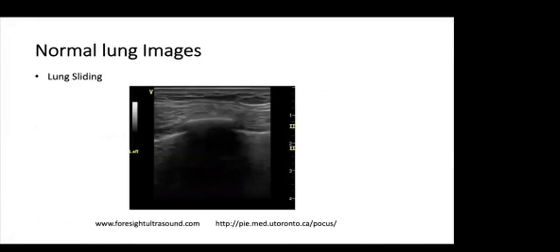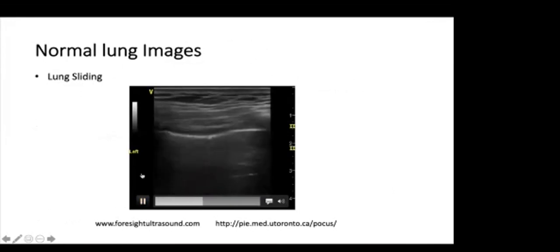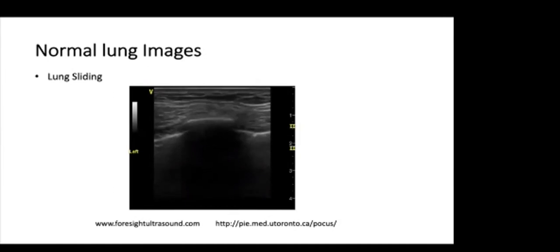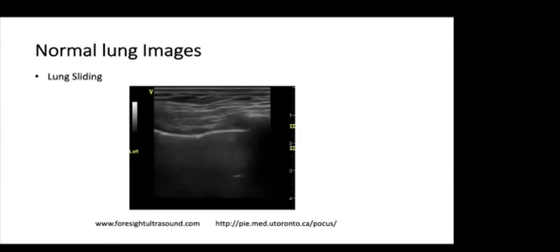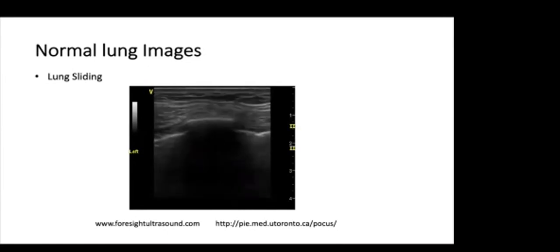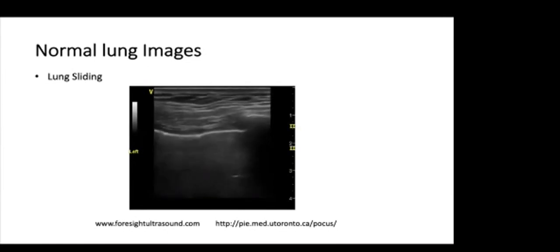In this video, we can first see a rib and a shadow. And afterwards, the transducer moves, and there is the lung sliding, which is the bright line moving. Above the pleura, there is muscle tissue, and below is the lung tissue.